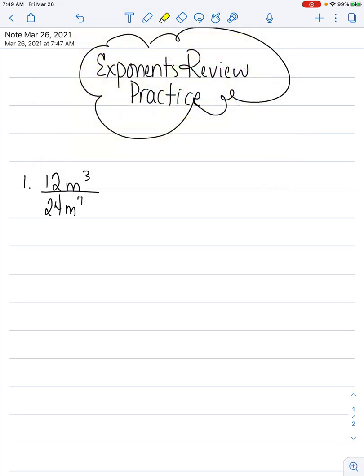So first, I don't see any parentheses, so I'm going to start by simplifying 12 over 24. And the way we do that is we see the biggest number that will divide into both of those. And in this case, the biggest number that will go into both of those evenly is 12. 12 divided by 12 is 1. 24 divided by 12 is 2.